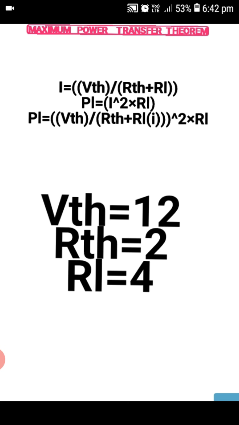In this, we know the formulas of current and power. Current equals V Thevenin by R Thevenin plus RL, and power equals I square into RL. We substitute the I value in the power formula, so we get power equals (V Thevenin by R Thevenin plus RL) whole power 2 into RL. We assume that V Thevenin equals 12, R Thevenin equals 2, and RL equals 4.